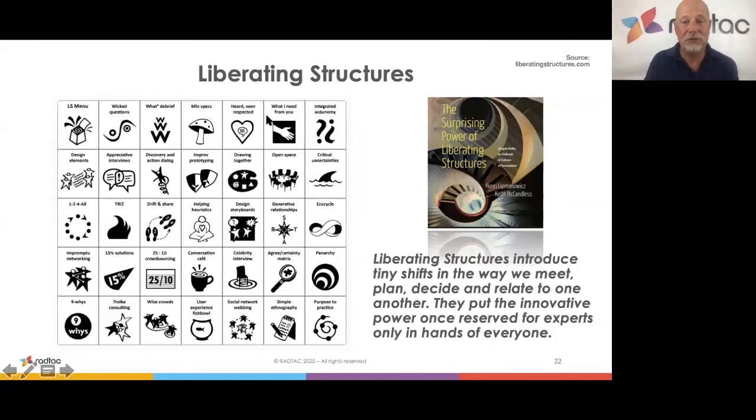So, Liberating Structures, good book. We can see on the right here, I can never pronounce Henry's name, just to say Henry and Keith, the people who've written this book. Very good thing to look at as an amazing Scrum Master. These are really useful techniques. And by the way, there are hundreds, if not thousands, of facilitation techniques you can use out there. But Liberating Structures is a good place to start for the amazing Scrum Master.